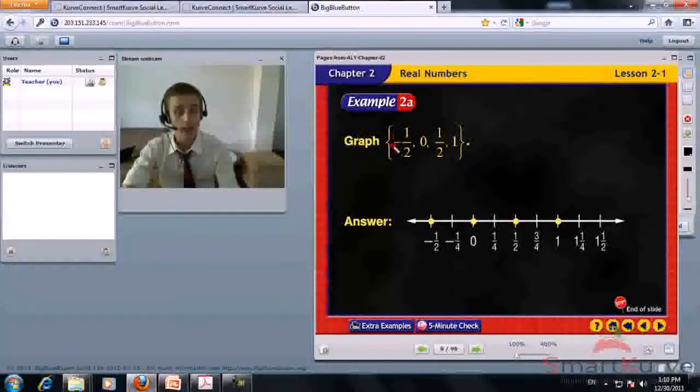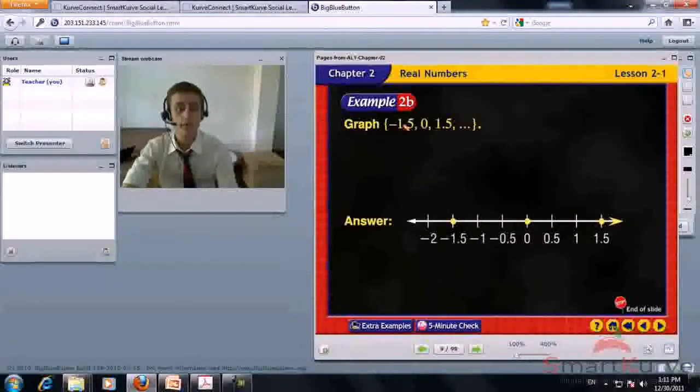Now, it says graph -1/2, 0, 1/2, and 1 in brackets. So for the answer on a number line, you would put a yellow dot on the -1/2, not on the -1/4. On the 0, you would put a dot. Do not put a dot on 1/4. You would put a dot on the 1/2, not on the 3/4, and a dot on the 1. It does not say it continues indefinitely. There is no ellipsis, so you do not continue putting dots, and you do not put the yellow mark on the arrows. You only put the yellow mark on the -1/2, 0, 1/2, and 1.